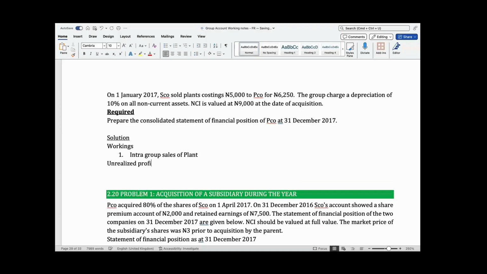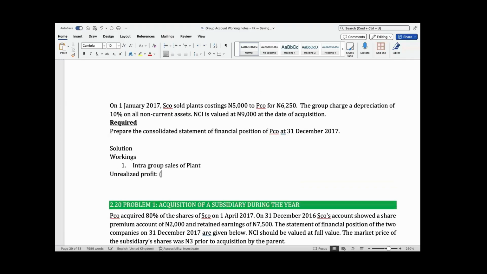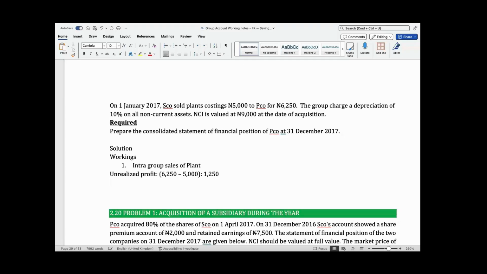Unrealized profits. And what's the unrealized profit here? 6,250 minus what? 5,000. And that's how much? 1,250. Because the cost of the plant was 5,000, and he sold it to PICO for 6,250, so he made a profit of 1,250.